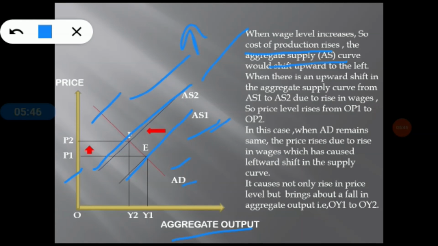So it causes not only a rise in price level but also brings about a fall in aggregate output. When the price level increases from P1 to P2, the amount of aggregate output decreases from OY1 to OY2. Clear? So I think the cost push inflation's definition, graphical representation, and explanation are clear to everyone. Now we will move on to the next slide.